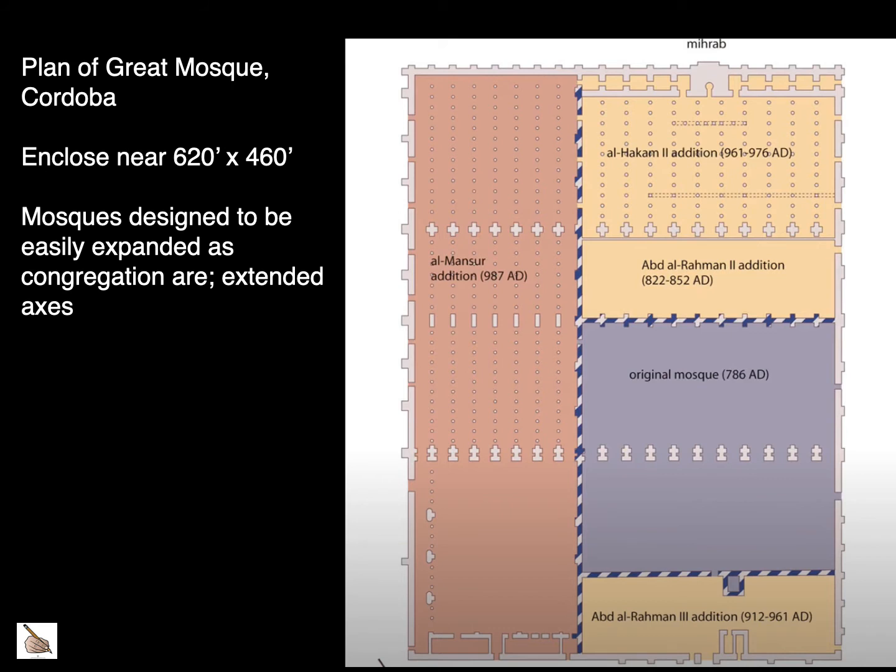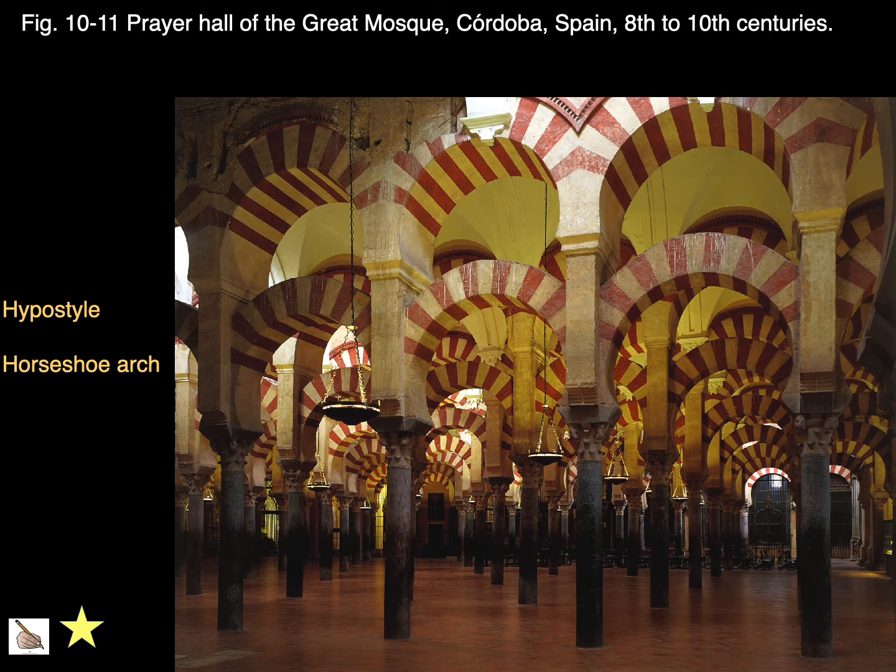Here's a plan of the Great Mosque at Cordoba. It was designed to be easily expanded as the congregation grew. In the Great Mosque hypostyle prayer hall, there are 36 piers and 514 columns that support a unique series of double-tiered horseshoe-shaped arches. The lower arches are horseshoe-shaped, a form perhaps favored by Christians prior.